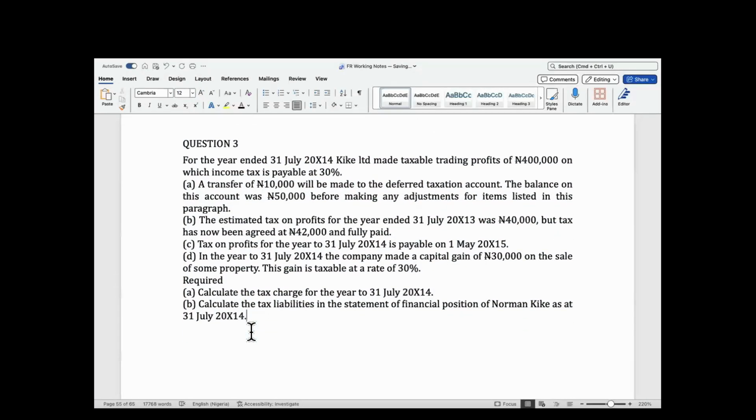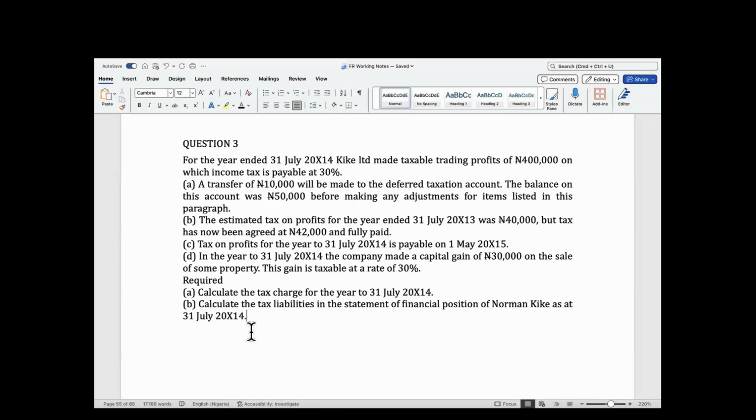Question 3. For the year ended 31st July 2014, Kiki Limited made taxable trading profit of 400,000, on which income tax is payable at 30%. A. A transfer of 10,000 will be made to the deferred taxation account. The balance on this account was 50,000 before making any adjustment for items listed in the paragraph. B. The estimated tax on profits for the year ended 31st July 2013 was 40,000, but tax has now been agreed at 42,000 and fully paid.